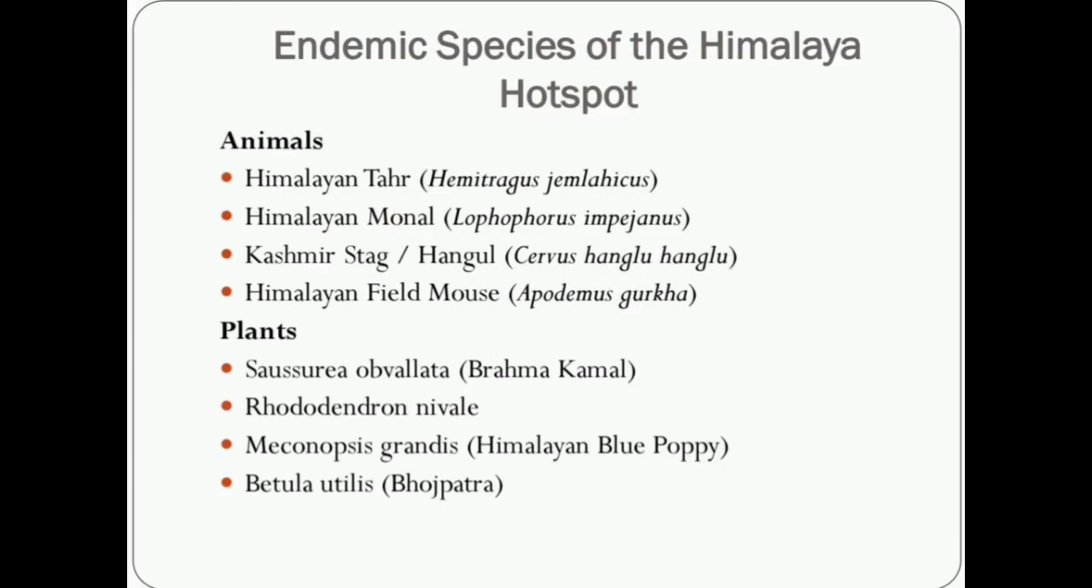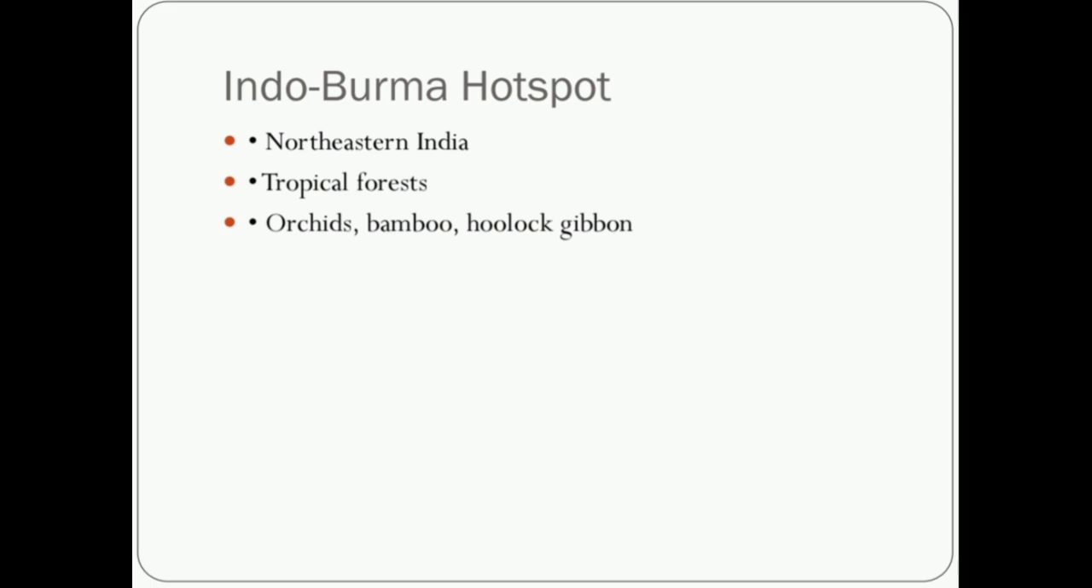Important endemic species of the Himalayan hotspot. These species are endemic to this region. Animals like Himalayan tahr, Himalayan monal, Kashmir stag, Himalayan field mouse, and plants like Saussurea obvallata, Rhododendron nivale, Meconopsis grandis, Betula utilis. Indo-Burma hotspot is one of the important biodiversity hotspot regions.